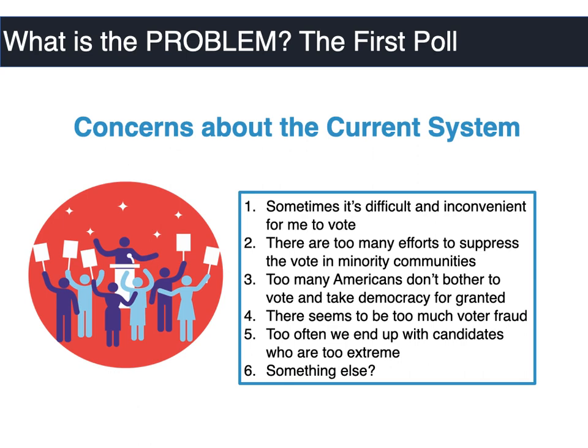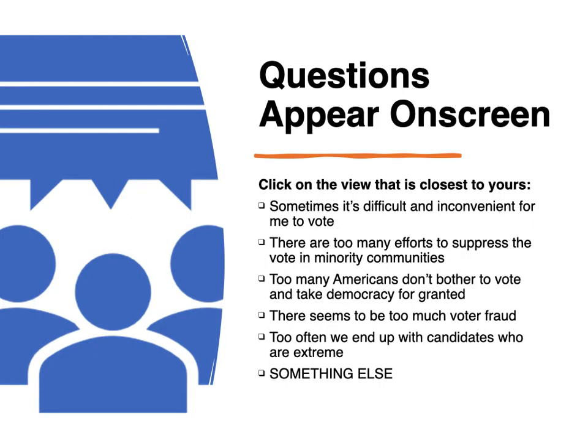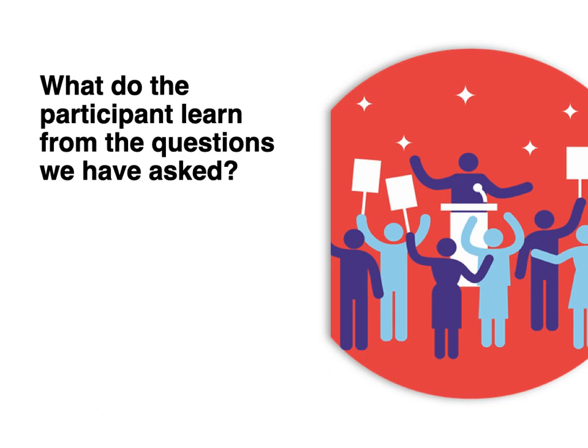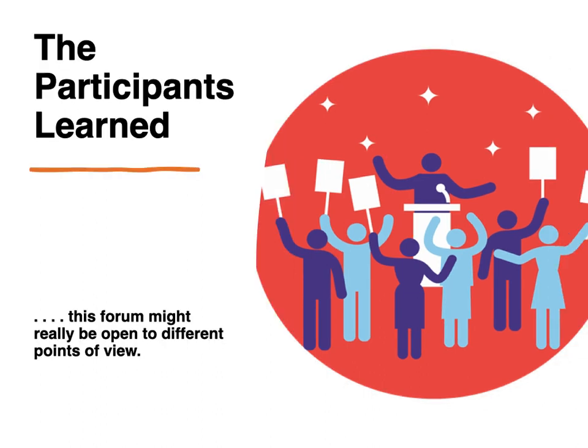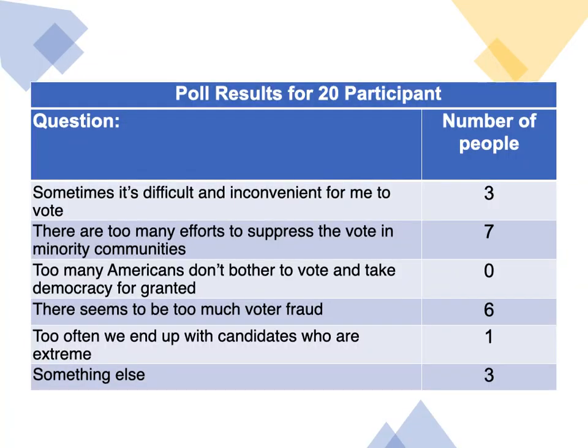Then we present the respondents with an online poll. No fancy technology here. We're just using the poll software built into Zoom. We explain how to vote. Trust me, people love doing this. And just from the questions, the participants are learning something significant. Different sides of a hot political issue, worries about voter suppression and worries about voter fraud, are acceptable topics for conversation in this forum. When the poll results come in, they're displayed to the participants.